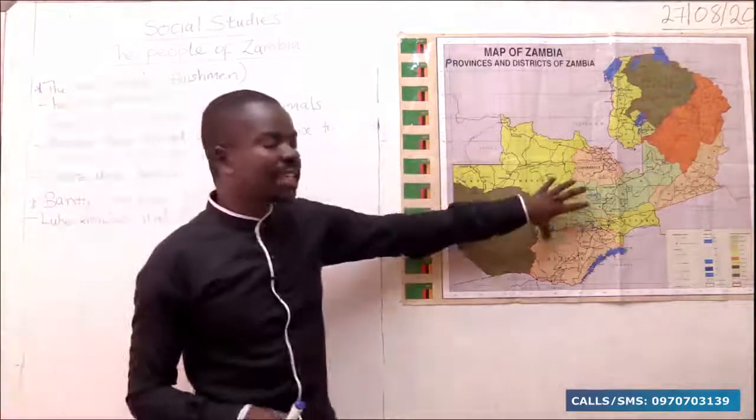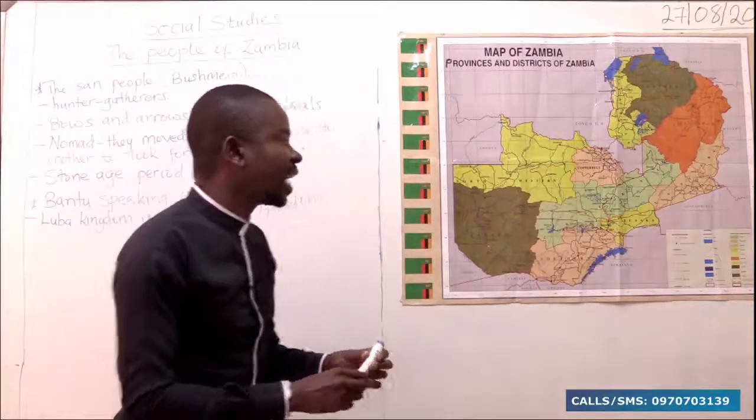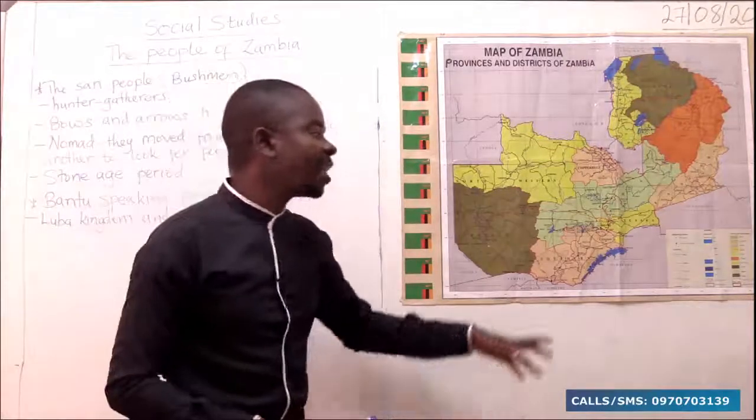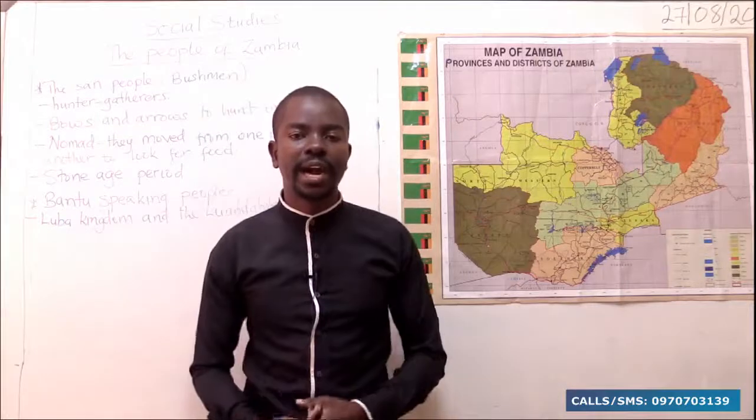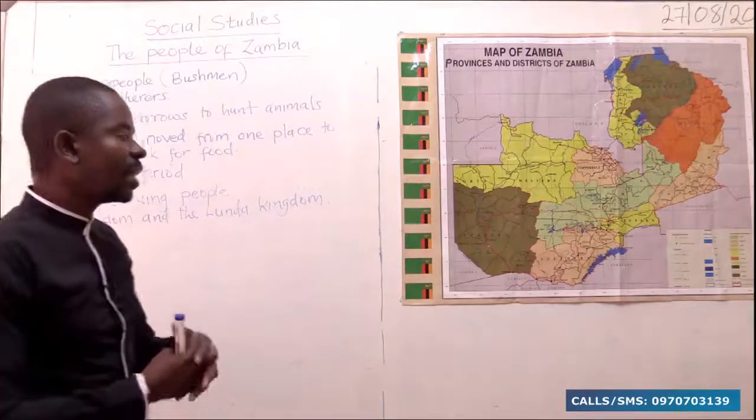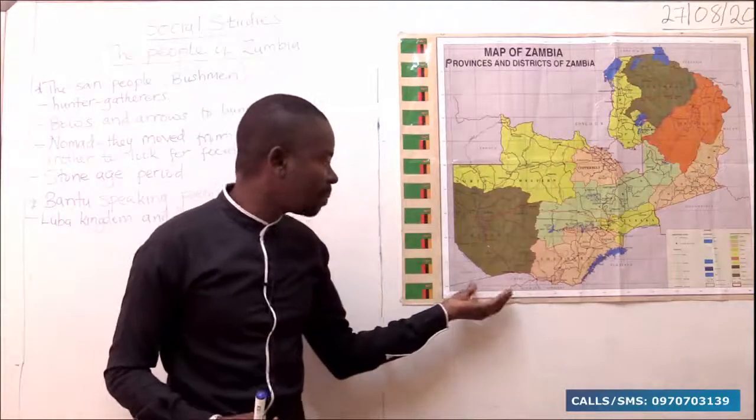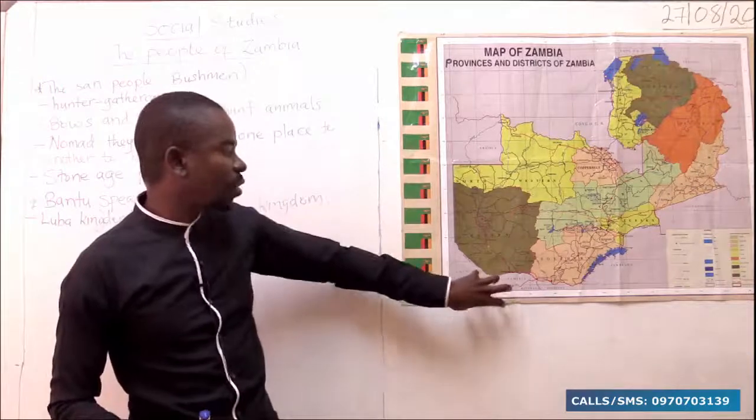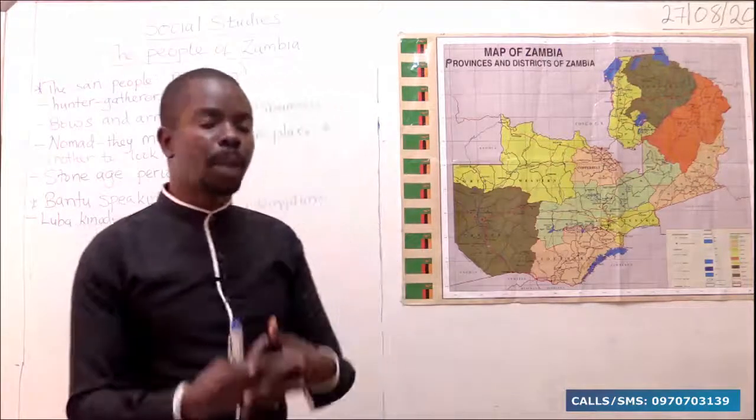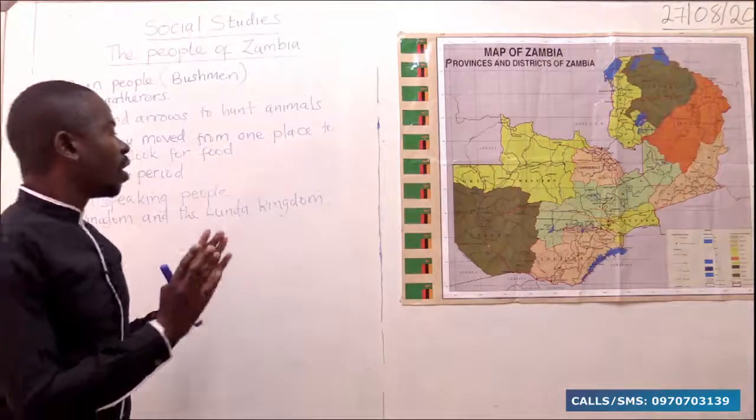So what did they do? When the Bantu entered into Zambia, they chased the San people. Where do we find the San people? We find them in the Namib and Kalahari Desert. The Namib Desert is found in Namibia, and the Kalahari Desert is found in Botswana. That's why you find the San people there today.